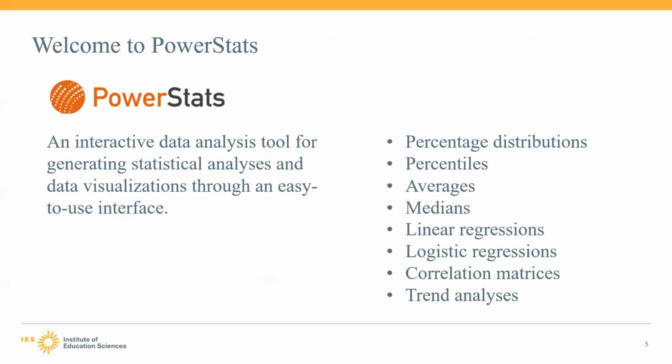So PowerStats is an interactive data analysis tool that allows users to generate statistical analyses and create data visualizations through an easy-to-use interface. PowerStats can be used to calculate basic statistics like percentage distributions, percentiles, averages, and medians. It can also be used to run linear and logistic regressions, produce correlation matrices, and conduct trend analyses. This demonstration will demonstrate the core functions of the new DataLab system, as well as how to create a percentage distribution analysis and a linear regression analysis in PowerStats.